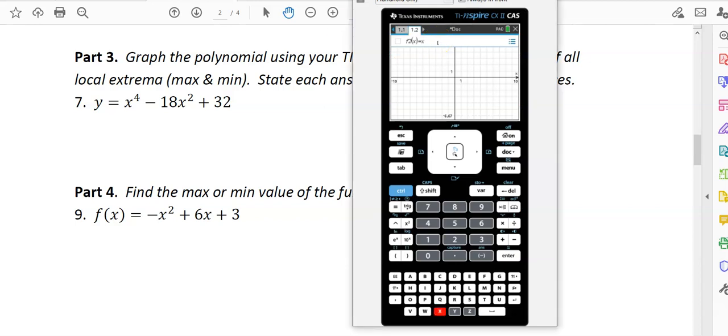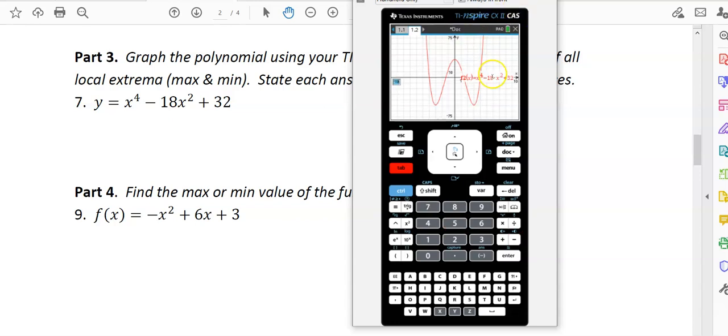So x to the 4th minus 18x squared plus 32. Wow, there's a lot going on with that one. Looks like I might need a much larger y max. So I'm going to say like 75, -50. I don't know. Ooh, I want to make that more. -75. That would be perfect, maybe.